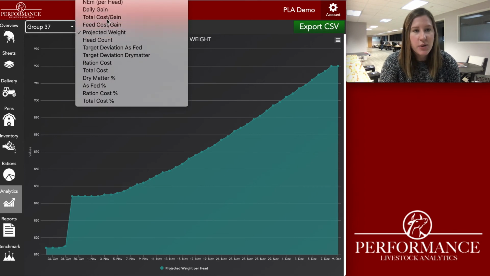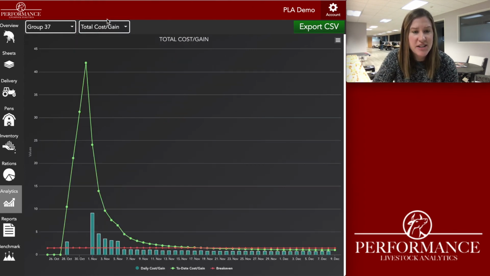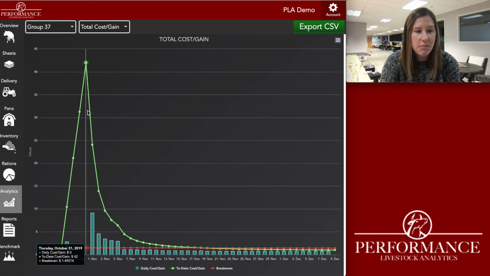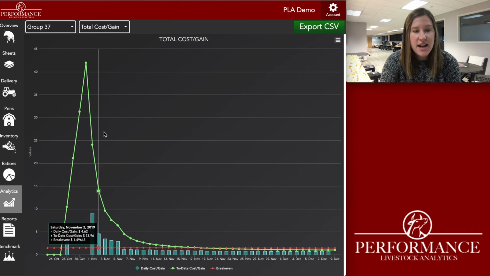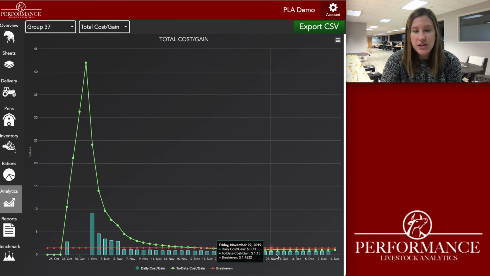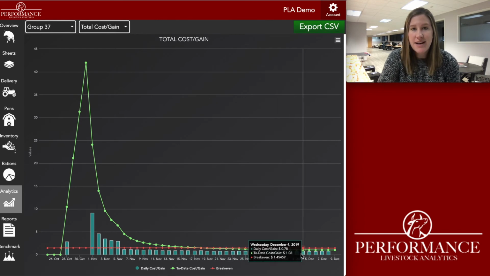The other two charts, of course, is this total cost of gain chart. You can see because of your delivery costs, it picks up and spikes here. Maybe there's some processing costs in there. And then over time, you'll see that those bars will start to get higher and higher as your cost of gain starts to increase and you become less efficient. Those cattle are becoming less efficient. So this is a really great chart to show you where your break even is, your cost of gain, and your daily cost of gain over time for that group as well.